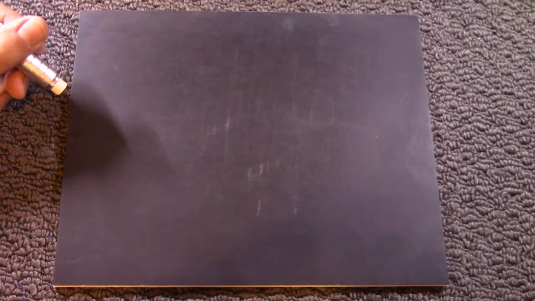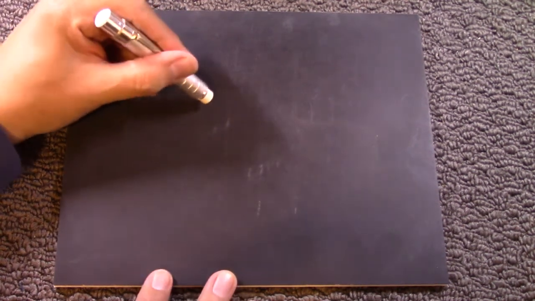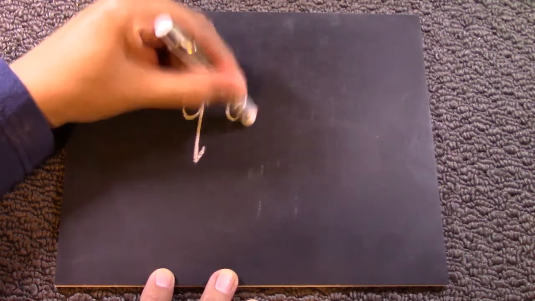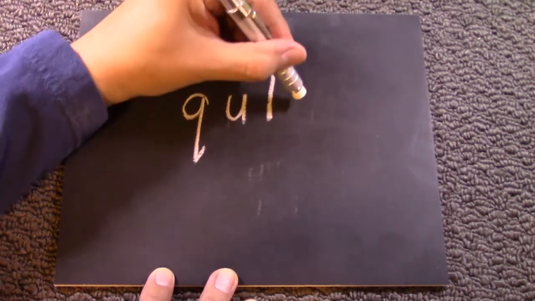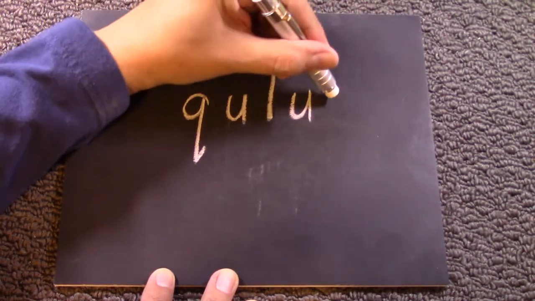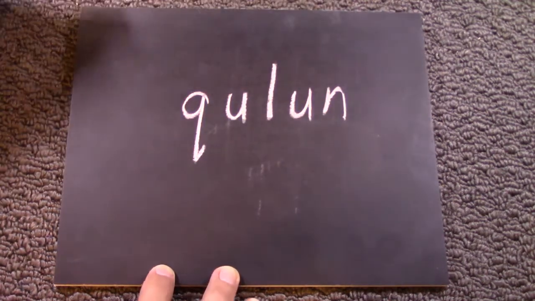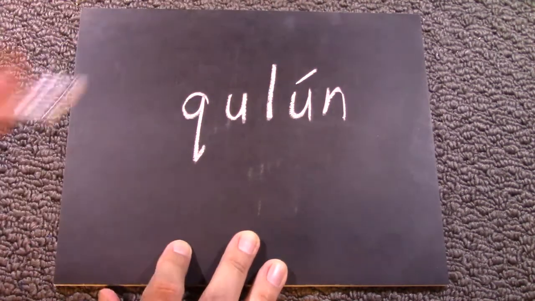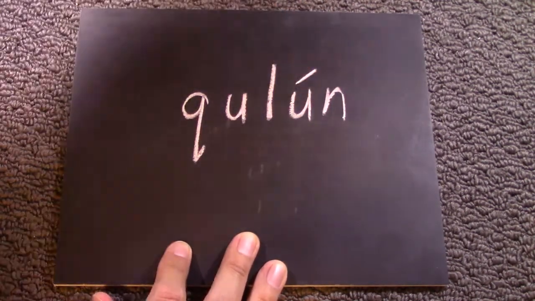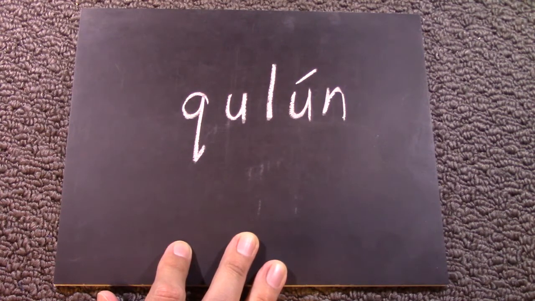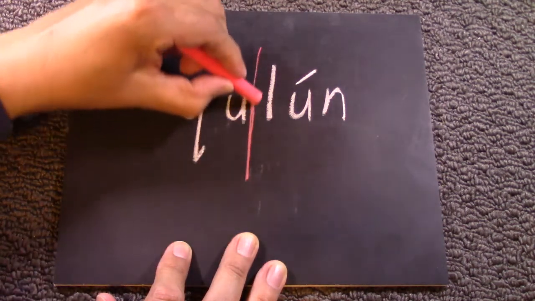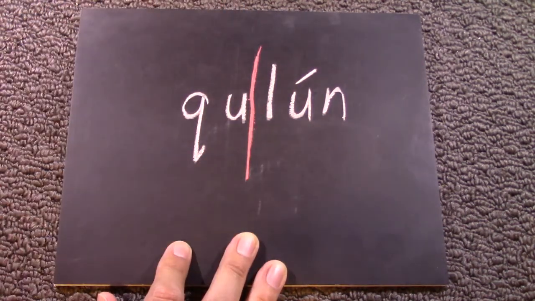Now we're going to do a linguistic breakdown of qulun. So I'm going to write it out here. So we have a Q, we have a U, an L, another U, and an N. We also have a very small slanted line over top of the second U. So the first thing I'm going to do is separate them into two separate syllables.